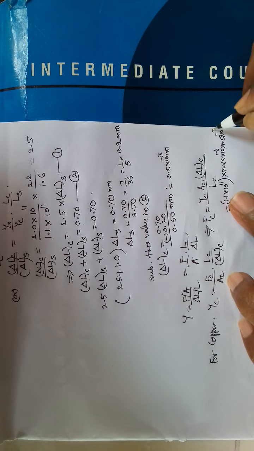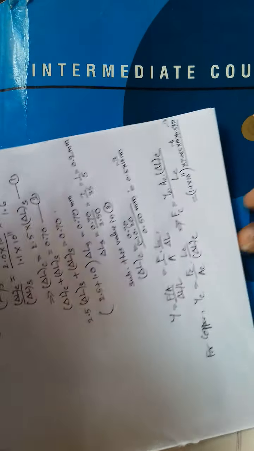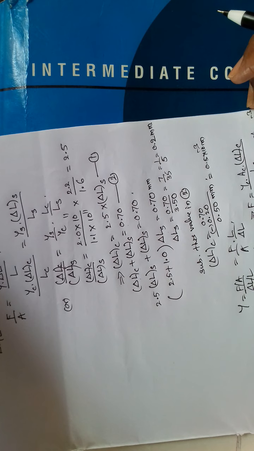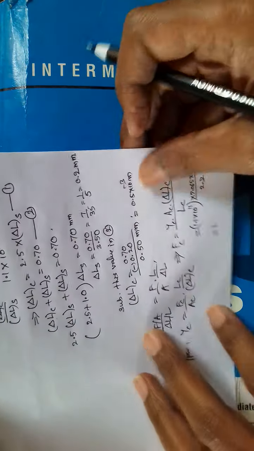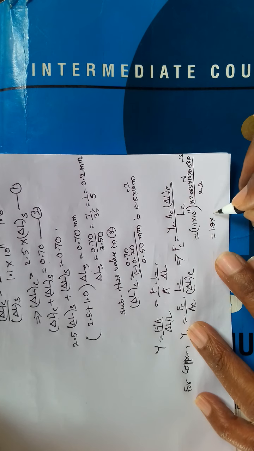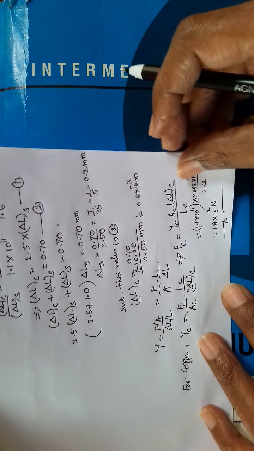0.5 into 10 power minus 3. LC, the length of the copper wire, is 2.2 meters. Substituting the values we get 1.8 into 10 power 2 newtons.